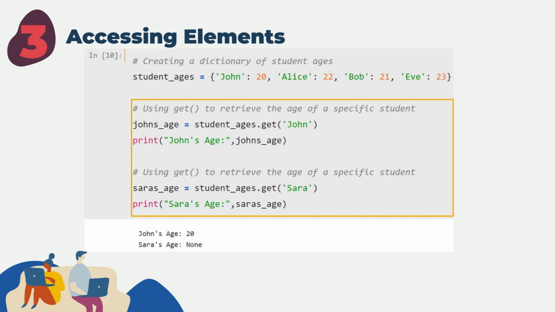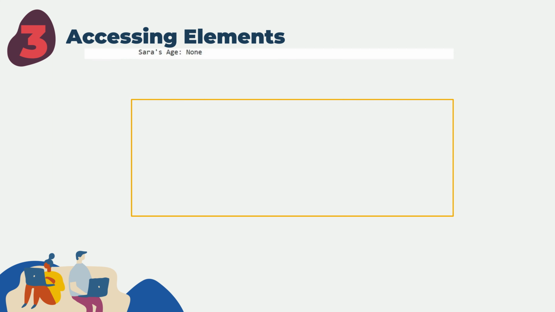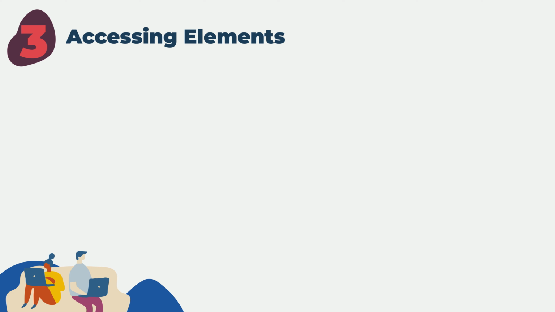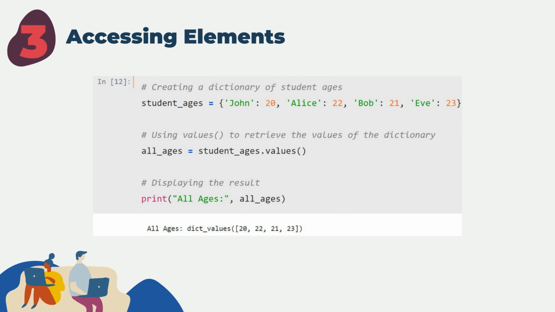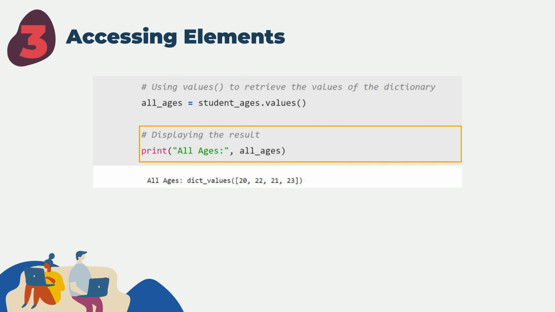Additionally, we can utilize the get method to access specific values associated with keys. Let's explore these concepts with a practical example. Similarly, you can access all the ages using the values method. Let's break down the code. Here, all_ages is assigned the result of student_ages.values, which is a view object containing all the ages in the dictionary.